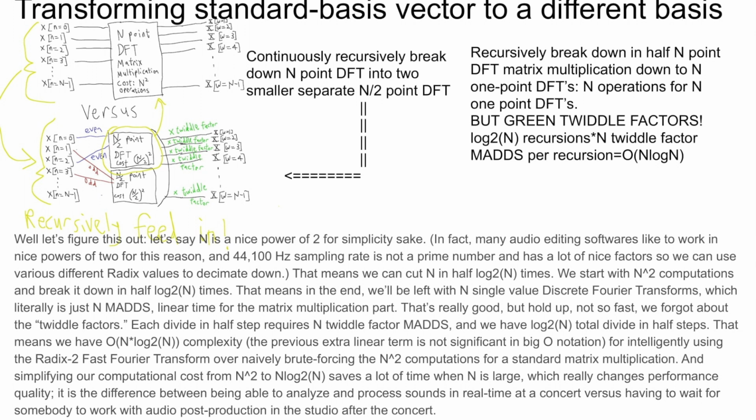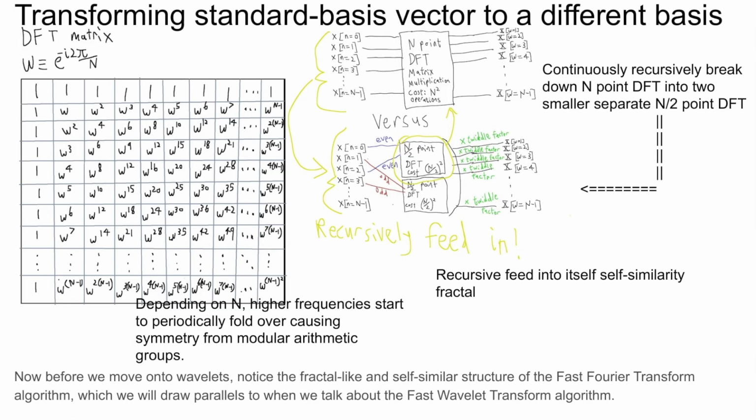It is the difference between being able to analyze and process sounds in real time at a concert versus having to wait for somebody to work with audio in post-production in the studio after the concert. Now, before we move on to wavelets, notice the fractal-like and self-similar structure of the fast Fourier transform algorithm, which we will draw parallels to when we talk about the fast wavelet transform algorithm.